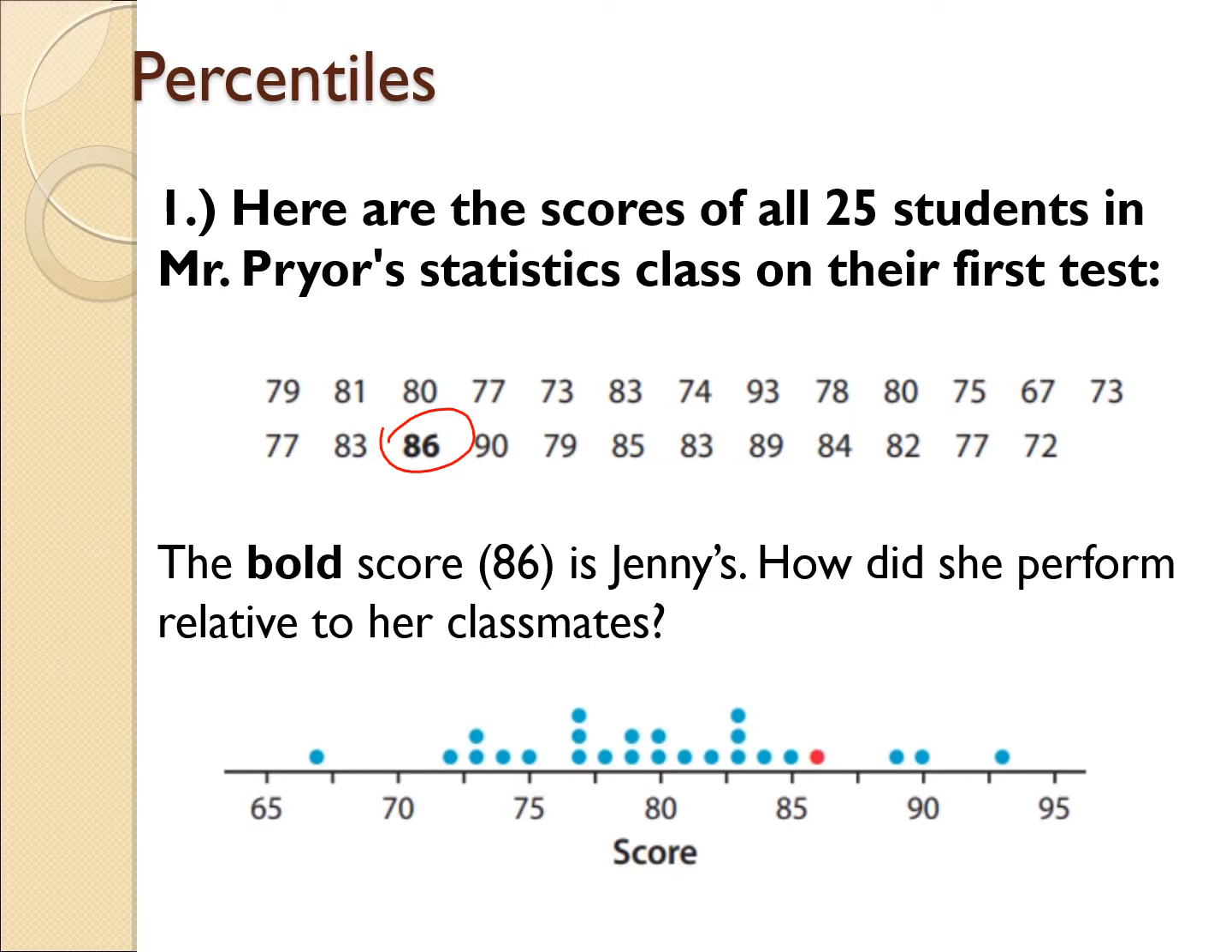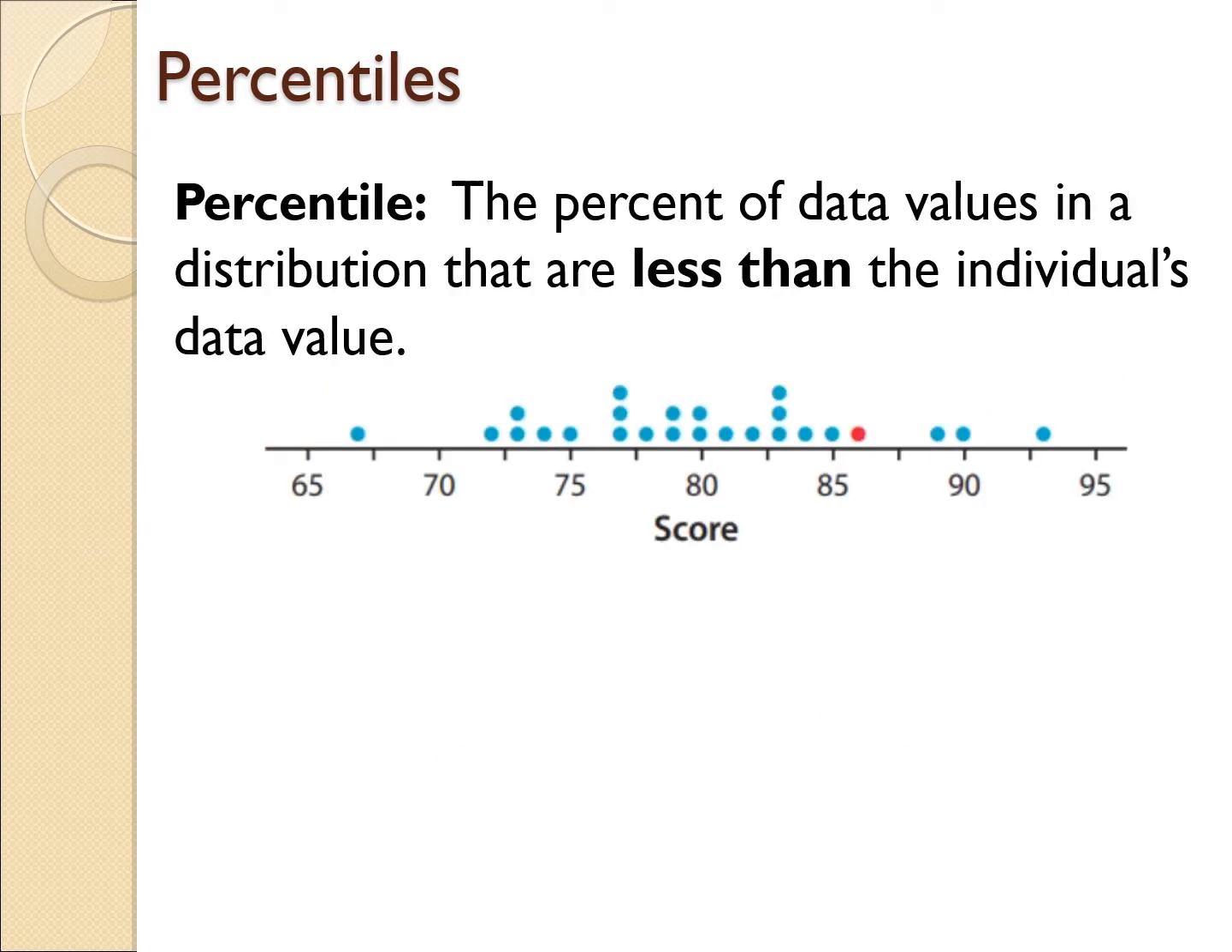It's always good to graphically display any data set that we have. So here we have the box plot, and we see Jenny as that red dot right there. Now, a percentile is defined as the percent of data values in a distribution that are less than an individual's data value. So here we have our dot plot again. We have Jenny's score in red right there.